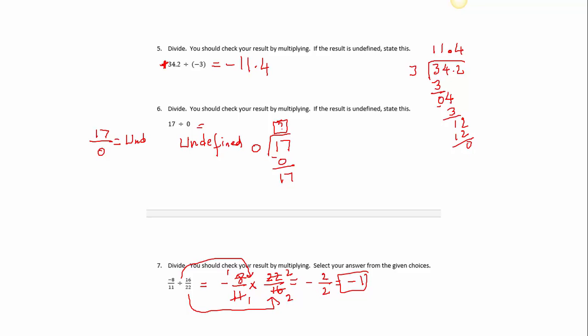Notice 8 by 8 is 1 and 16 by 8 is 2, so I end up with 2 here, 1 here. Also 22 divided by 11 is 2, so 2 over 2 is 1, but I still have that negative sign here, so the final answer is -1.